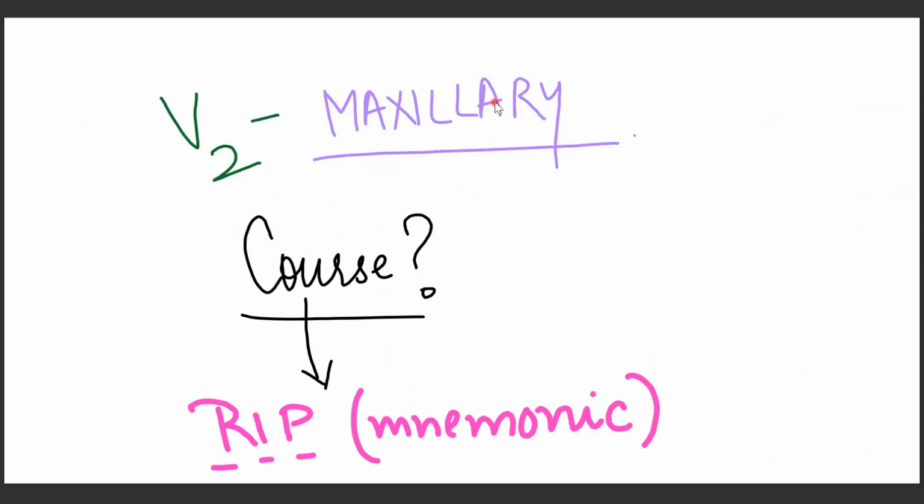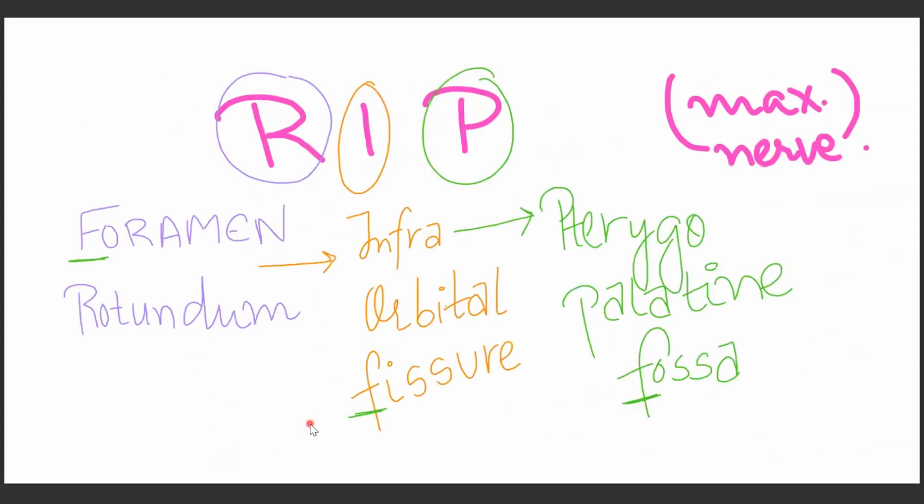Moving on to the second branch, which is the maxillary branch. Now, what is the course of the maxillary branch? A mnemonic for you to remember is RIP. Now, what is this RIP concept? As I said, the ophthalmic branch has to go into the orbit by passing through the orbital fissure. Now the maxillary nerve also has its course. It also has to pass through a foramen, fissure, or fossa to give off its branches.